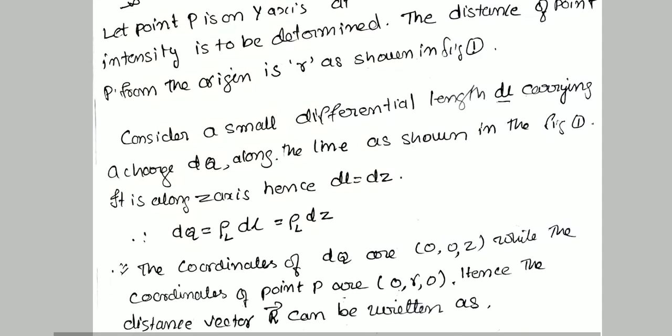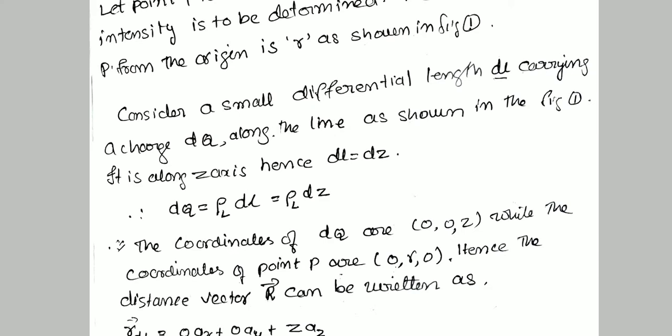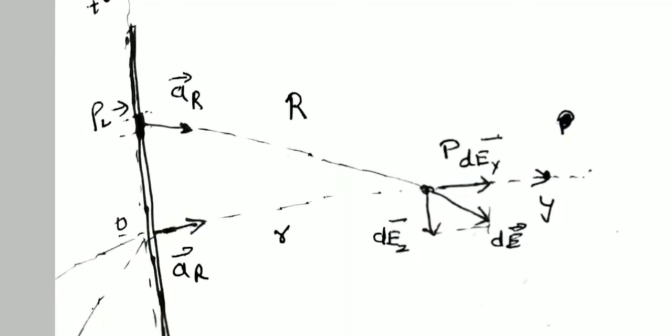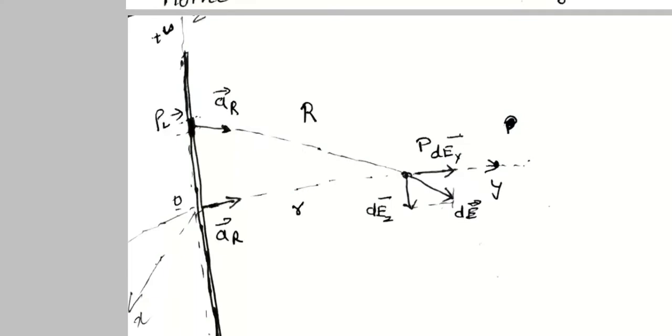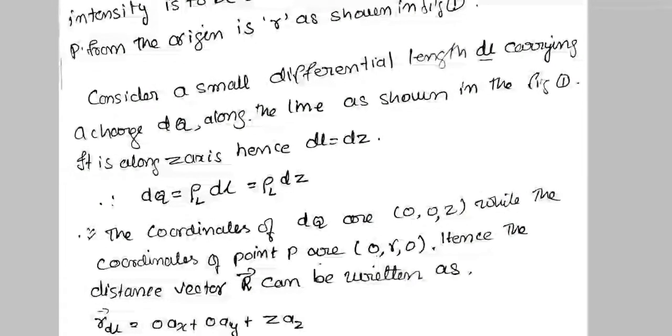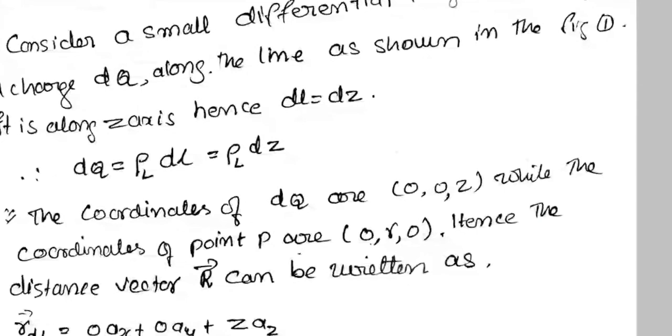Now consider a small differential length dl carrying a charge dq along the line as shown in the figure. It is along the z axis, hence dl is equal to dz. Because our wire is along the z axis, a small length dl is nothing but a small length in the z direction, that is dz. So dl can be replaced by dz. So dq is equal to rho l into dl, that is rho l into dz.